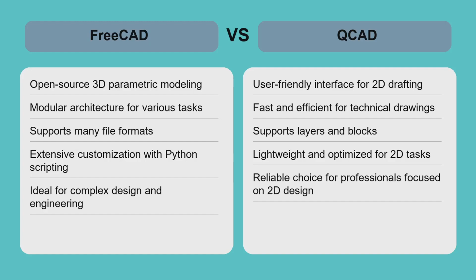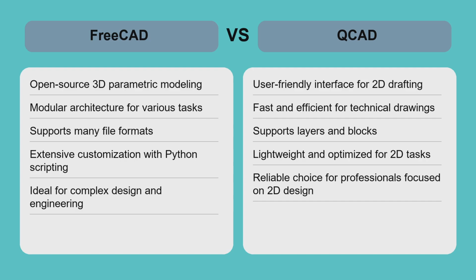Choosing between FreeCAD and QCAD depends on your project needs. FreeCAD offers powerful 3D parametric modeling suited for complex design and engineering tasks, but it demands a steeper learning curve and more system resources. QCAD, on the other hand, is optimized for fast, precise 2D drafting with a simpler interface, ideal for technical drawings and layouts.